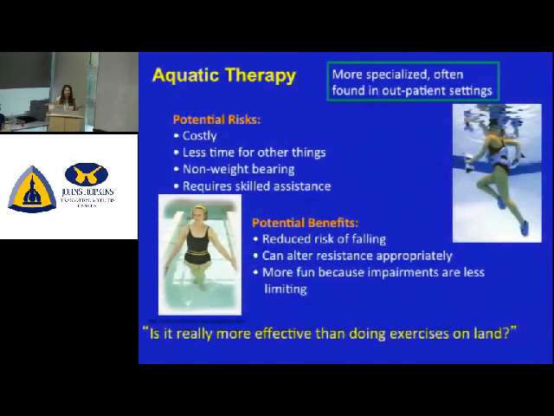So aquatic therapy was brought up. This is really important as well. You need a specialized place to do it. That's often an issue. The costs, the risks are that it could be costly. It doesn't really give you the benefit of weight bearing, but sometimes that's even better because now you don't have the issue of weight bearing. It really depends on where you are on that spectrum, right?